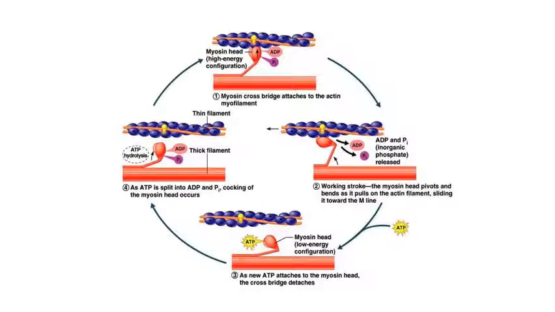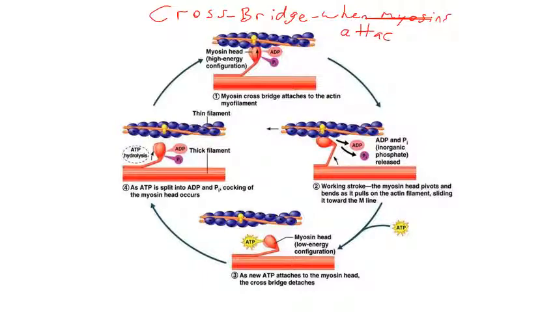Okay, and the slide is then showing the sliding filament contraction, and so basically showing the cross bridge. Cross bridge just means when the myosin and actin are attached. Myosin is attached to actin. Of course, there are many of these myosins and many of these little actins, so they're all attaching.